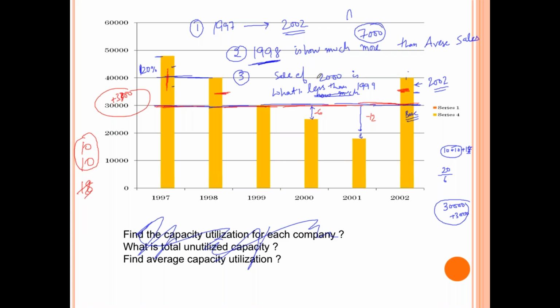So how much is it more than that? Okay, next question is the sale of 2000. The sale of 2000, which is around 25,000, is what percentage less than the sale of 1999, which is 30,000? So how much less is this? I can take it as 5 upon 30, because we are less than 1999. We will take 1999 as the base. So it is approximately 16.66% less than the required value.